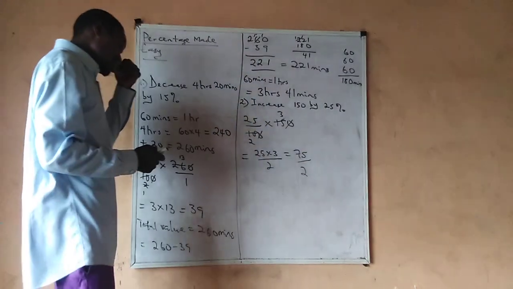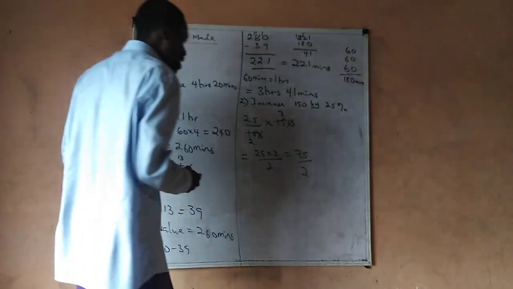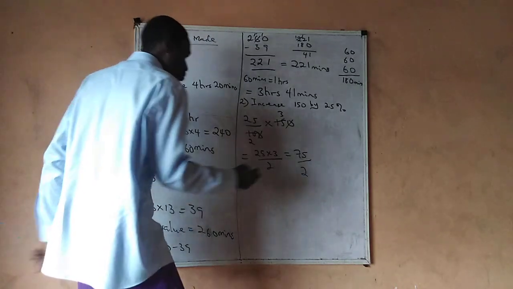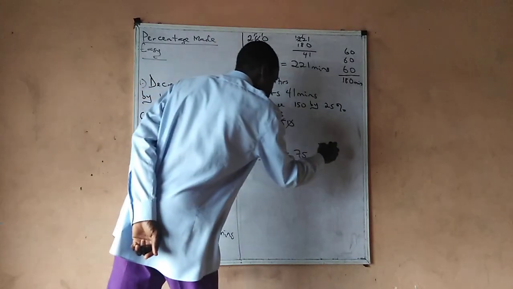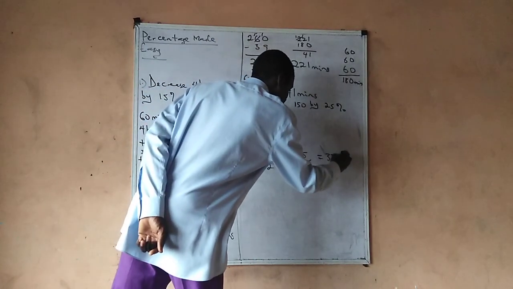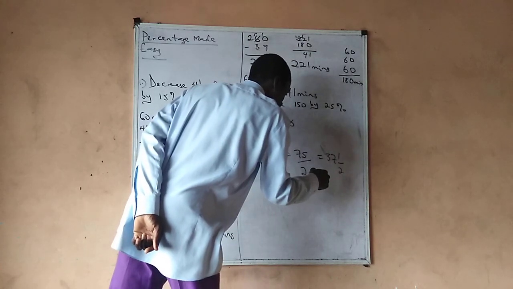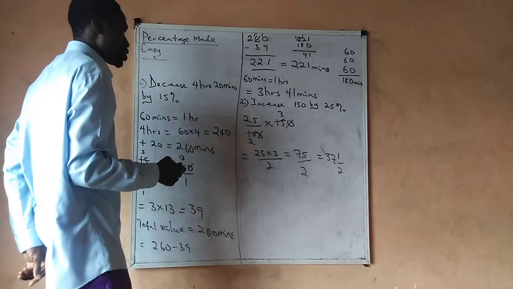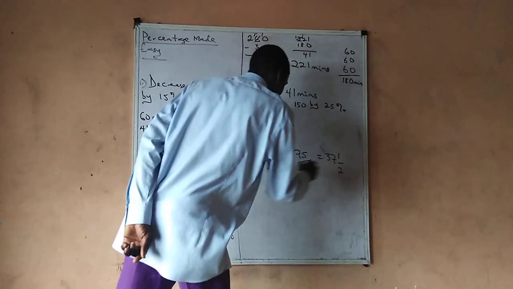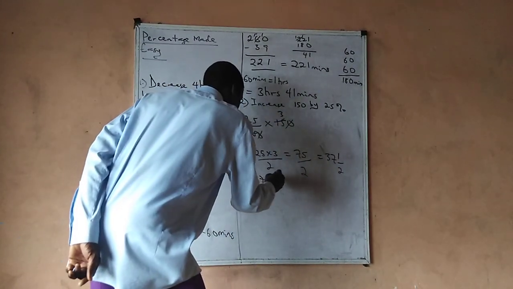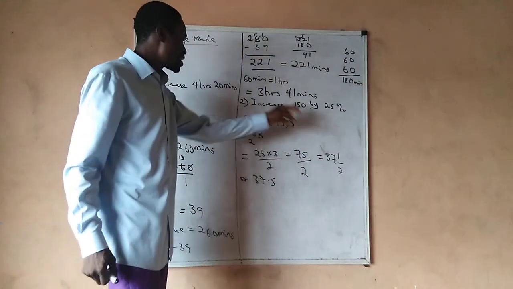So they say I should increase it. 75 over 2, let's see how many times this can go. 2 into 7 will be 3, 2 into 15 will be 7, that's 37 whole number, 1 over 2. Alright, that is the result. Also the same thing as 37.5.